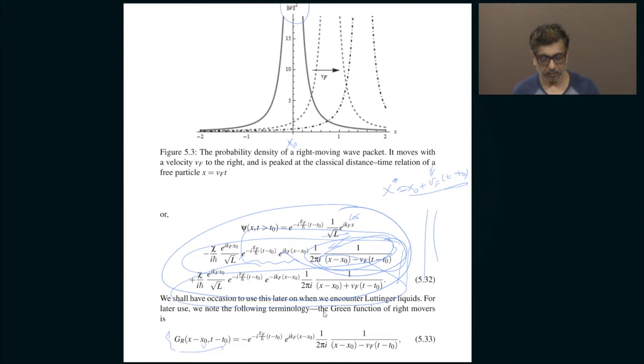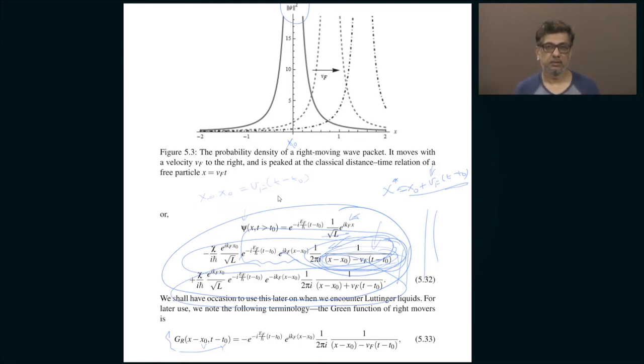I'm sorry for the juvenile markings here, but that's from last lecture. What this represents is called a right mover, and the reason it's called a right mover is that this part of the wave function remains constant if this remains constant. Specifically, if this denominator is close to zero, that's the dependence on x and t which maximizes the probability of finding the electron. So the electron is most likely to be found at x where x minus x naught is equal to t minus t naught times vf.